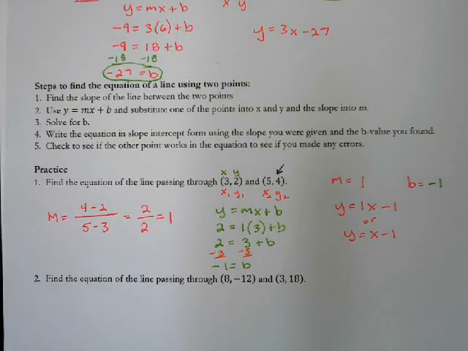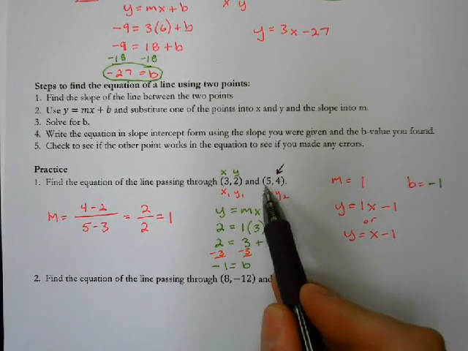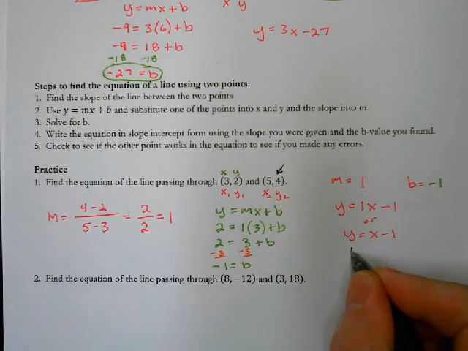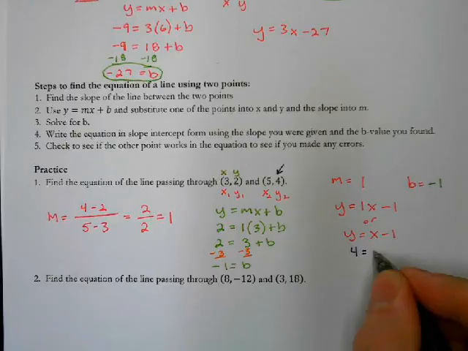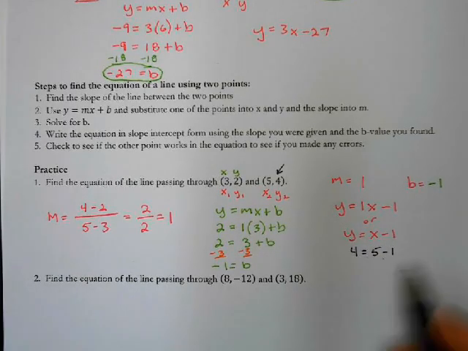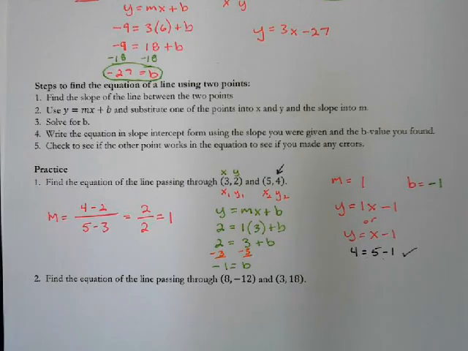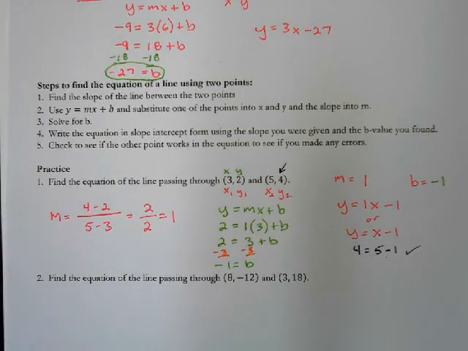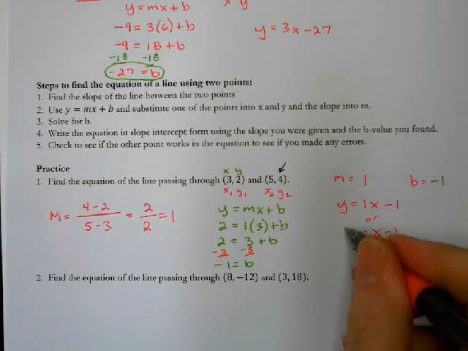So let's plug in 5 for x and 4 for y and see if it works. So y is 4, x is 5. Does 4 equal 5 minus 1? Yeah, it does. Now I know for sure that I got the problem right because the other point also works in that equation I found. So my final answer is y equals x minus 1.